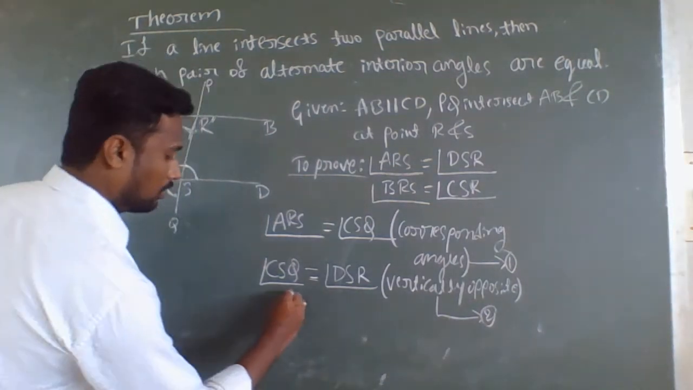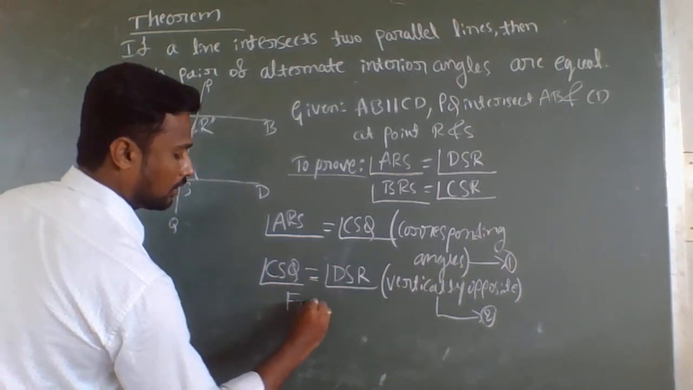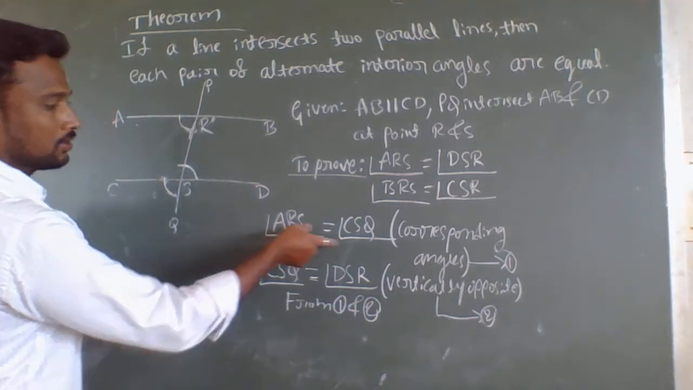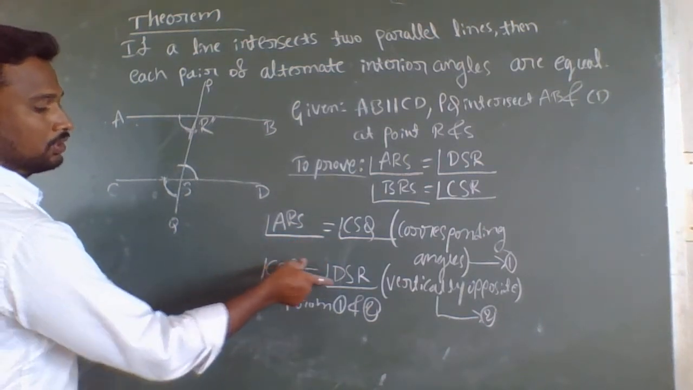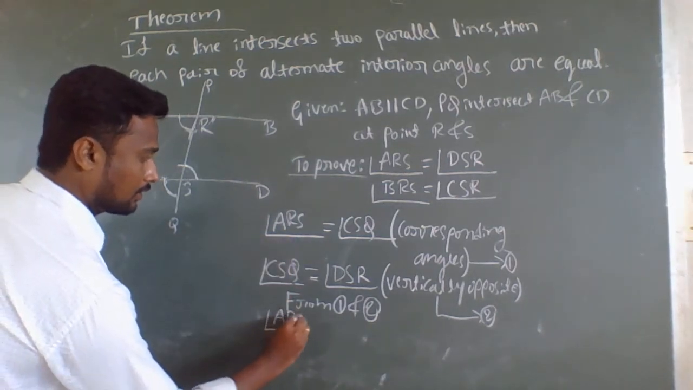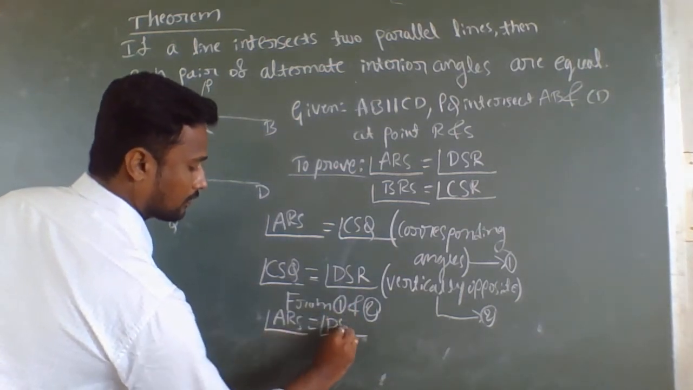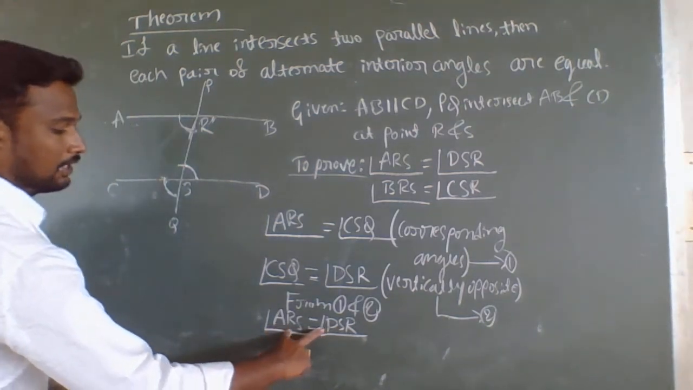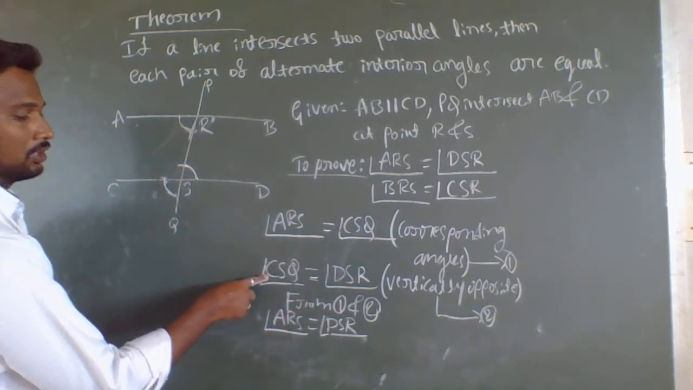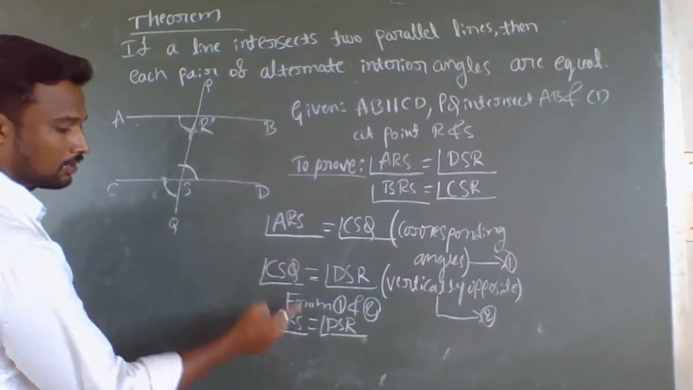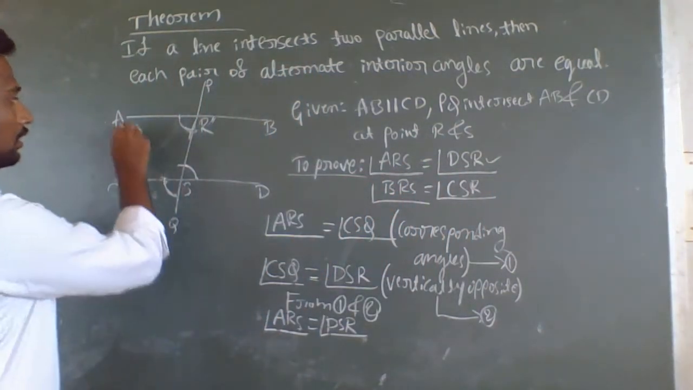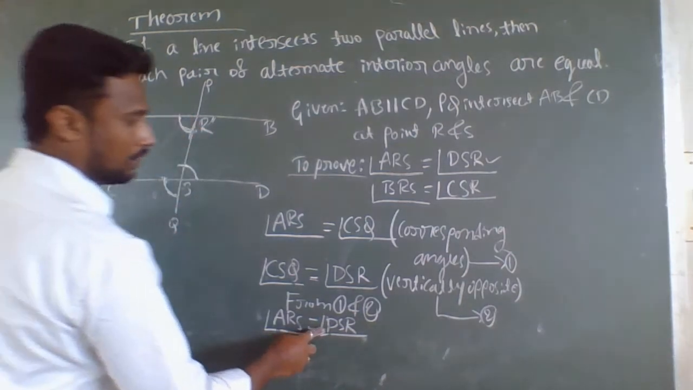So here from 1 and 2, what I can write? Here carefully, angle ARS is equal to CSQ. Again, this angle CSQ is equal to angle DSR. So, can I write here angle ARS is equal to angle DSR? How? Both these angles, angle ARS is equal to angle CSQ, and angle DSR is also equal to angle CSQ only. Therefore, from 1 and 2, angle ARS is equal to angle DSR. So, first one is true here.